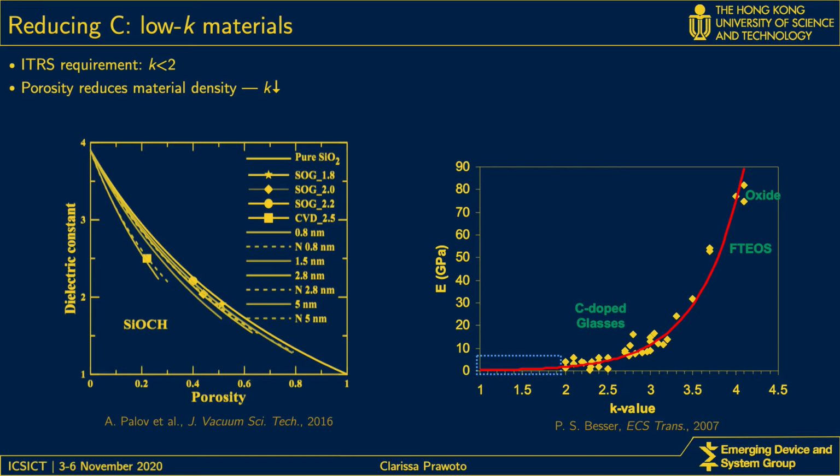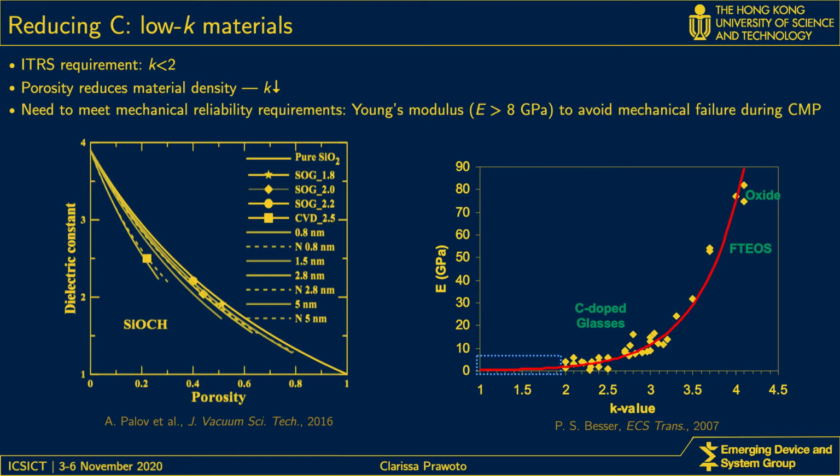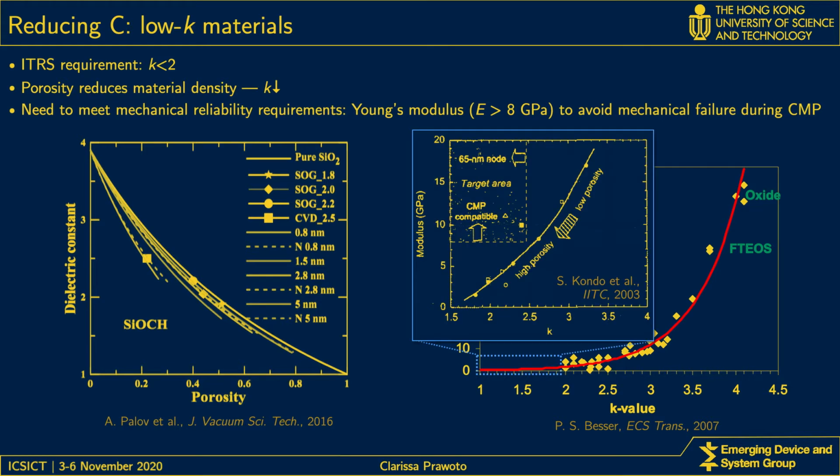However, mechanical reliability becomes a challenge. Mechanical strength is characterized by the modulus of elasticity, or the Young's modulus. The higher the porosity, the lower the Young's modulus is. In order to prevent failure during the back-end of line process, the Young's modulus of dielectric materials needs to be higher than 8 GPa, as indicated by the line here. Therefore, this also limits the K value that can be achieved.